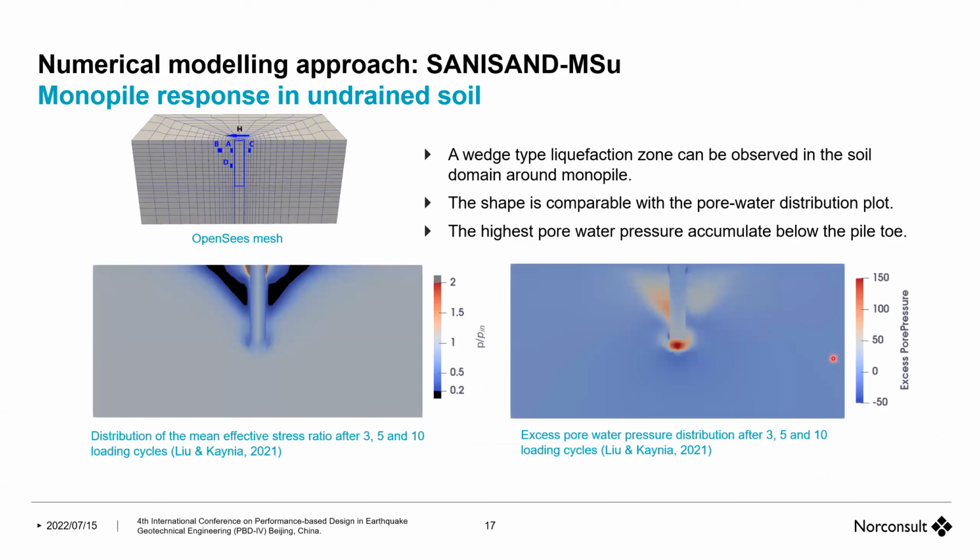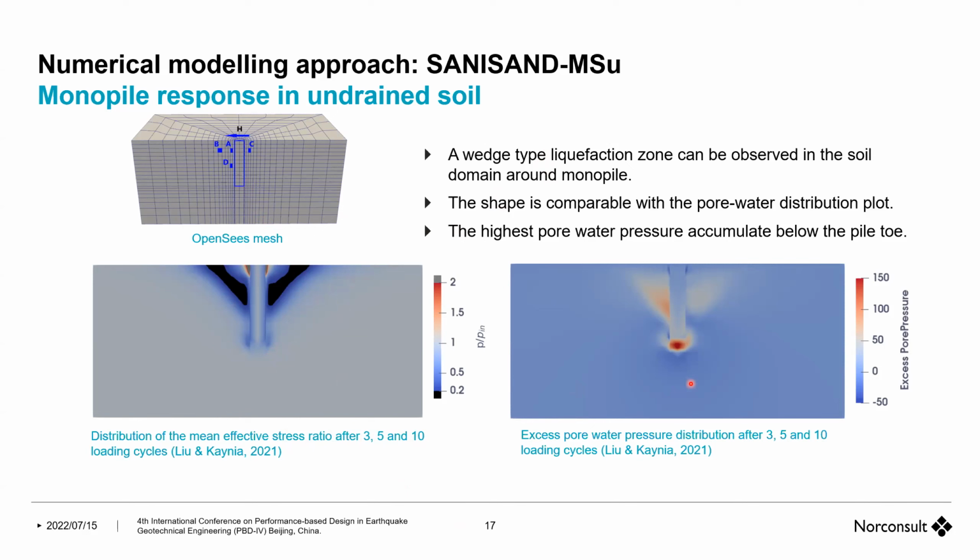Some results for you for monopile response in undrained soil. So this is a classical monopile with typical 6 meter diameter. And I'm going to show you some figures with respect to how pore pressure is developed. The one on the left side is mean effective stress ratio. So I will show you 3 slides: 3 cycles, 5 cycles, and 10 cycles. And on the right is the pore pressure evolution, again the same.